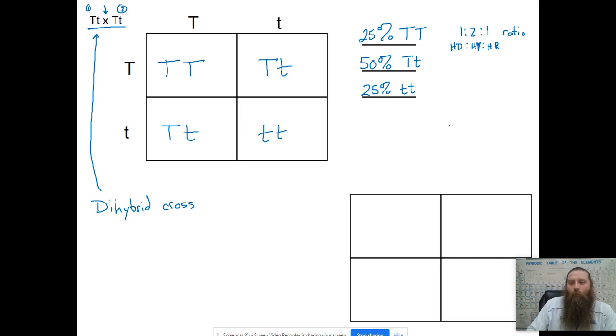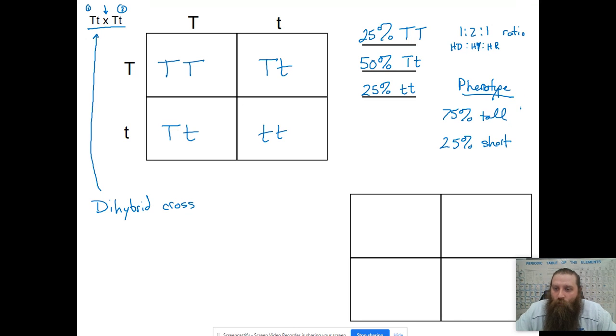We could also talk about the phenotype, right? What's the phenotype here? Well, I've got 75% tall. I've got 25% short. It's important when you talk about phenotype to use descriptors, things that you would actually see, right? So like tall and short. When you talk about genotype, then we actually list the genotype with the two alleles, right? So this would be the genotype.